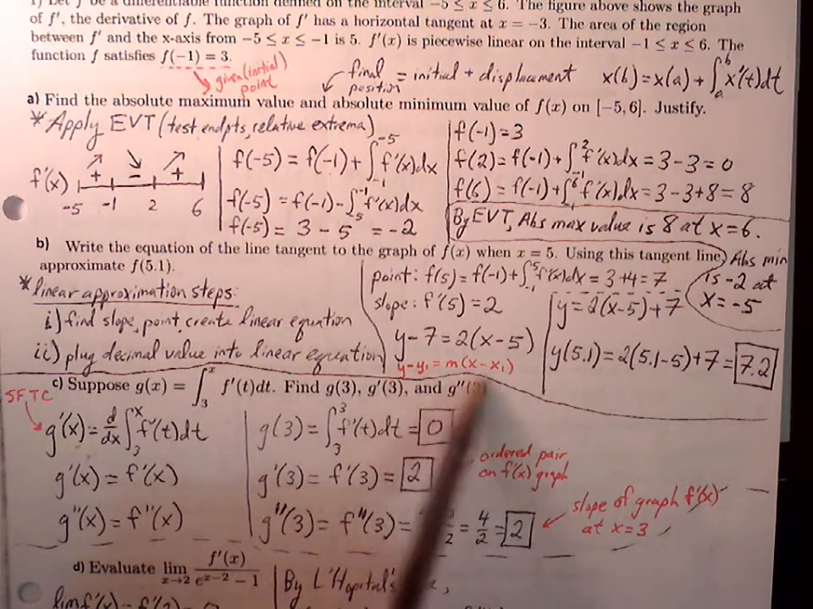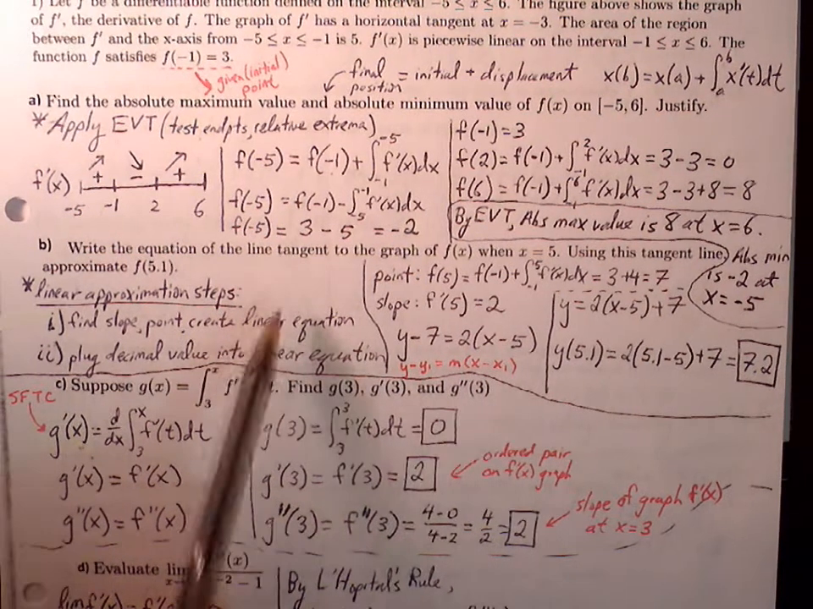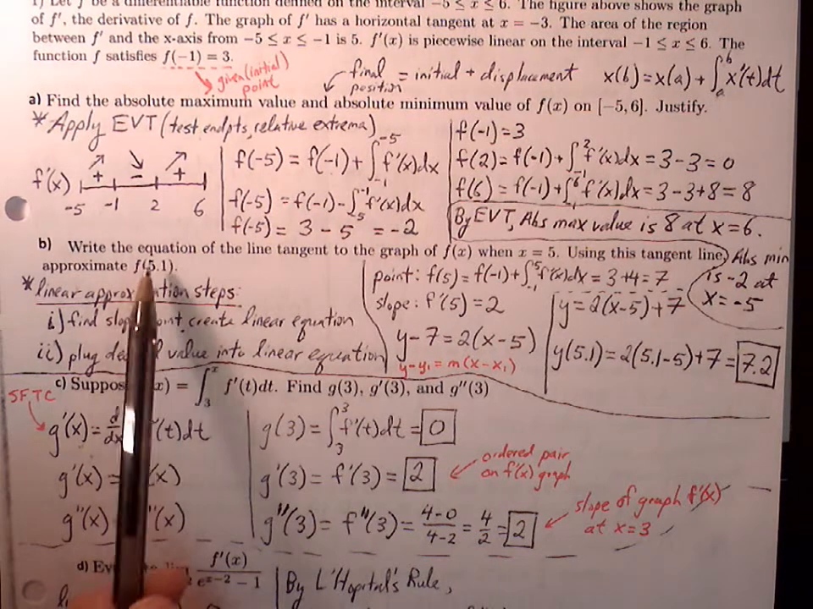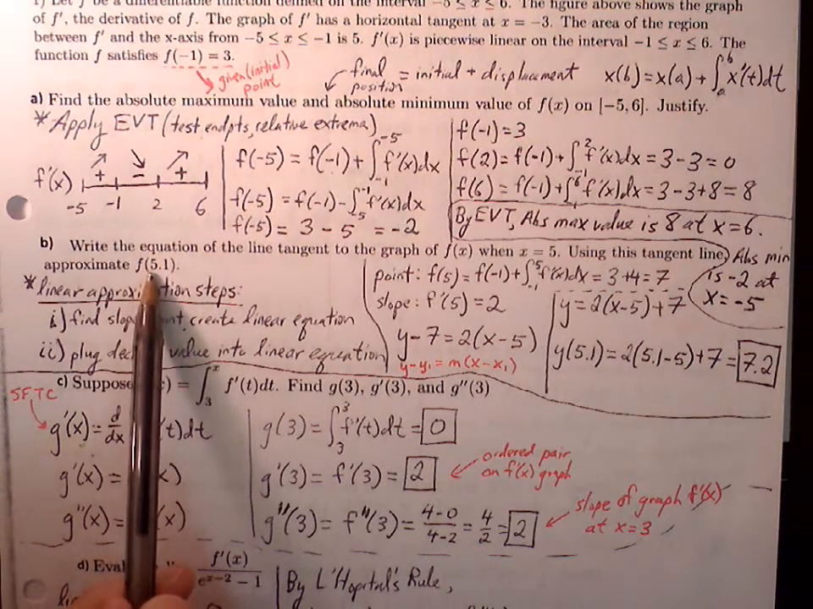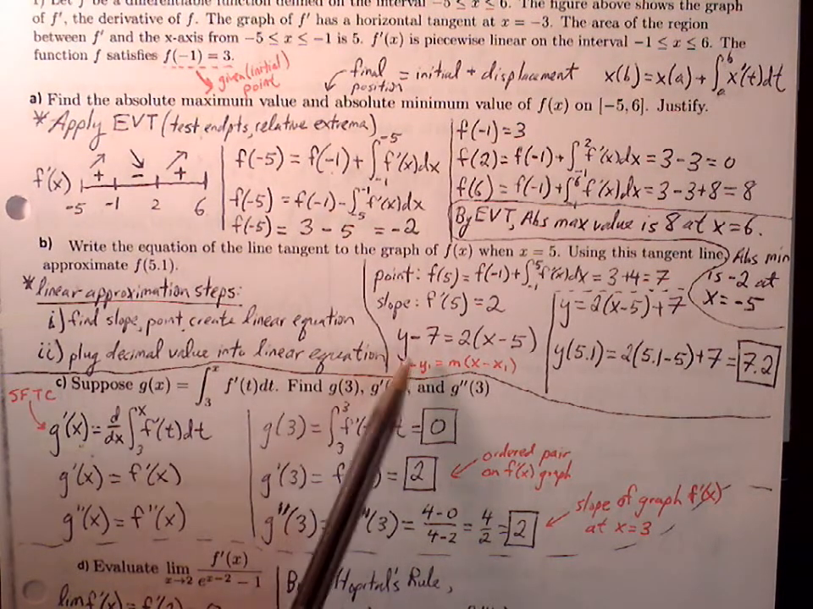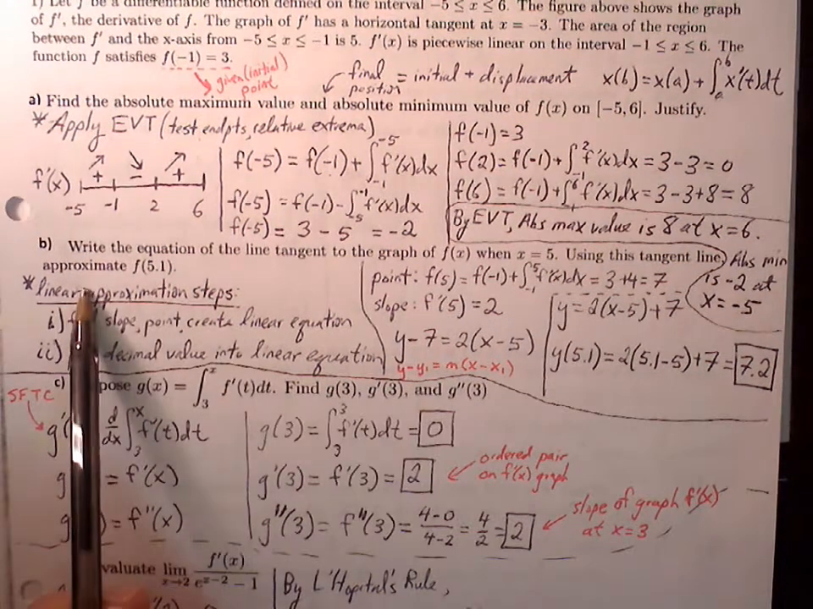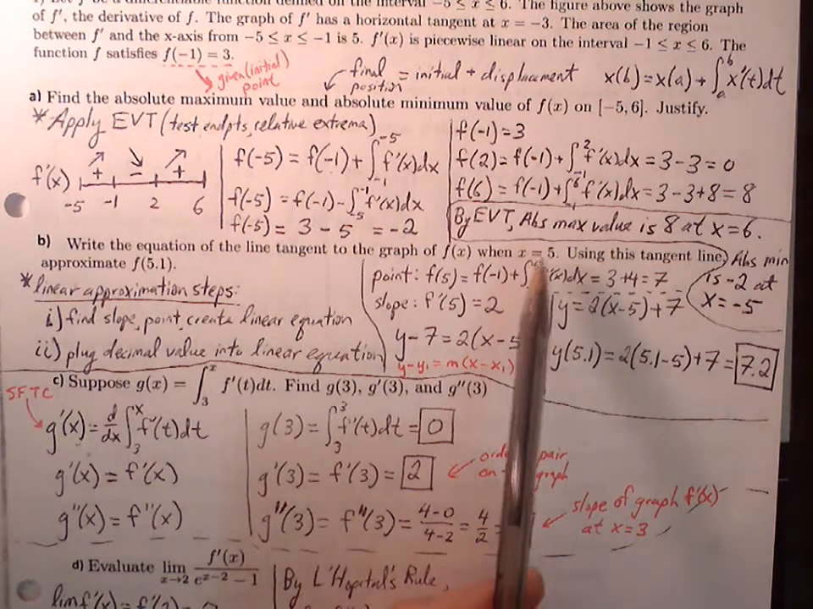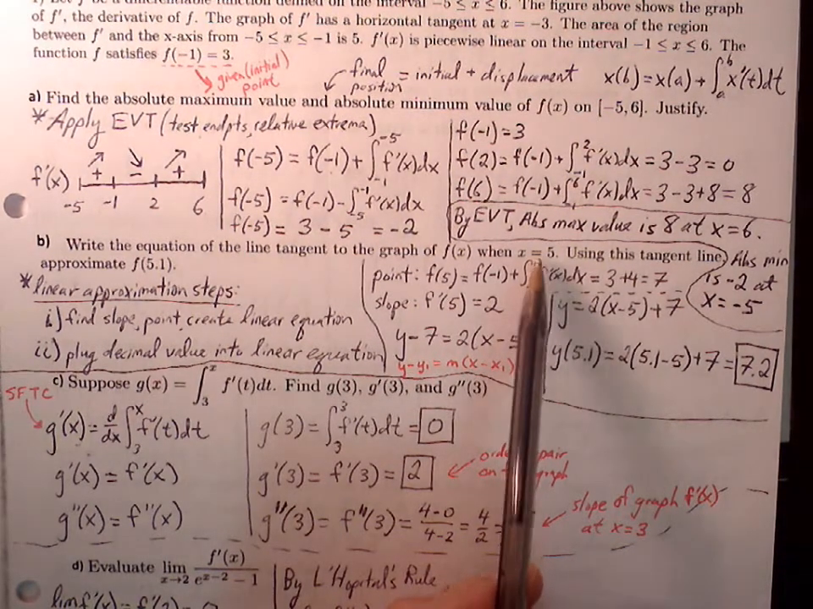And then once we've gathered our tangent line equation, we can plug in that decimal value, which in this case is 5.1, for the x. And then we get to our decimal approximation, and that is our answer. Okay. So we need to find the ordered pair and slope for our function.